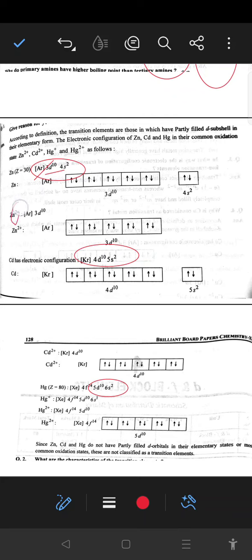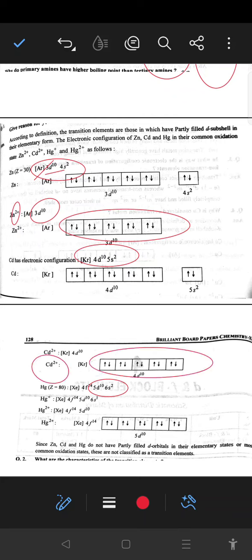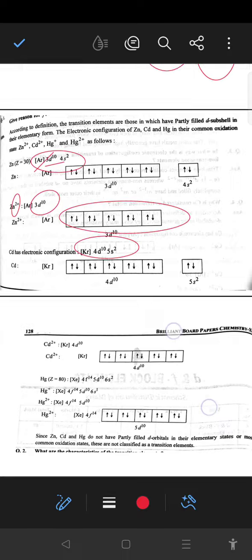And upon Zn 2 positive, electronic configuration will give 3d10, all fully filled orbitals. In case of cadmium 2 positive, that is also a 4d10 fully filled electronic configuration, and in case of mercury 2 positive, 5d10, that is a fully filled electronic configuration. So due to that, they do not have a partially filled orbital in their oxidation state, and so these are not regarded as or not classified as transition elements. So this is the right answer.